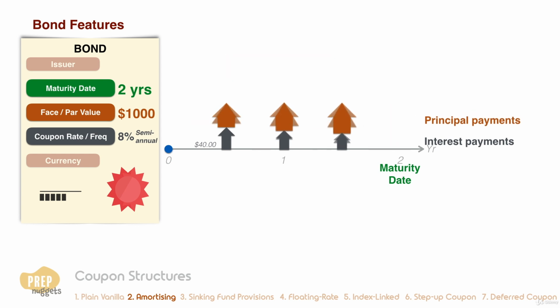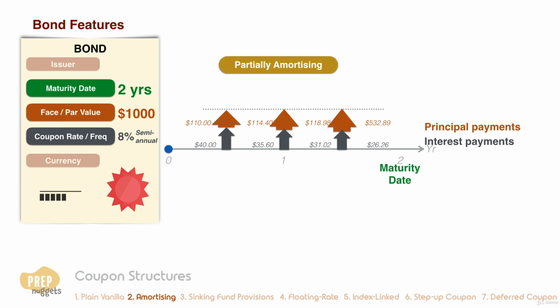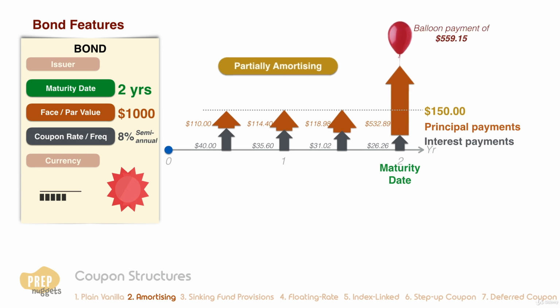A bond can also be partially amortizing. As in this case, the bond issuer repays $150 per month. Part of it is interest payment, and the rest is principal payment. The final payment at maturity is a balloon payment of the final interest and the remaining unamortized principal amount.